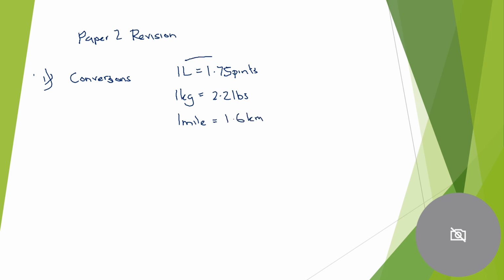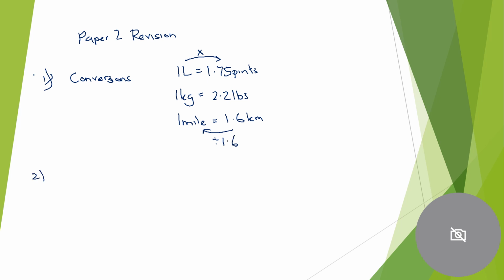If you're changing from these to these, so liters to pints, kilograms to pounds, miles to kilometers, you're going to times by the exchange rate or the conversion rate. If you're going the other way, you're going to divide by those numbers. So for example, if I was changing kilometers to miles, I would divide by 1.6.